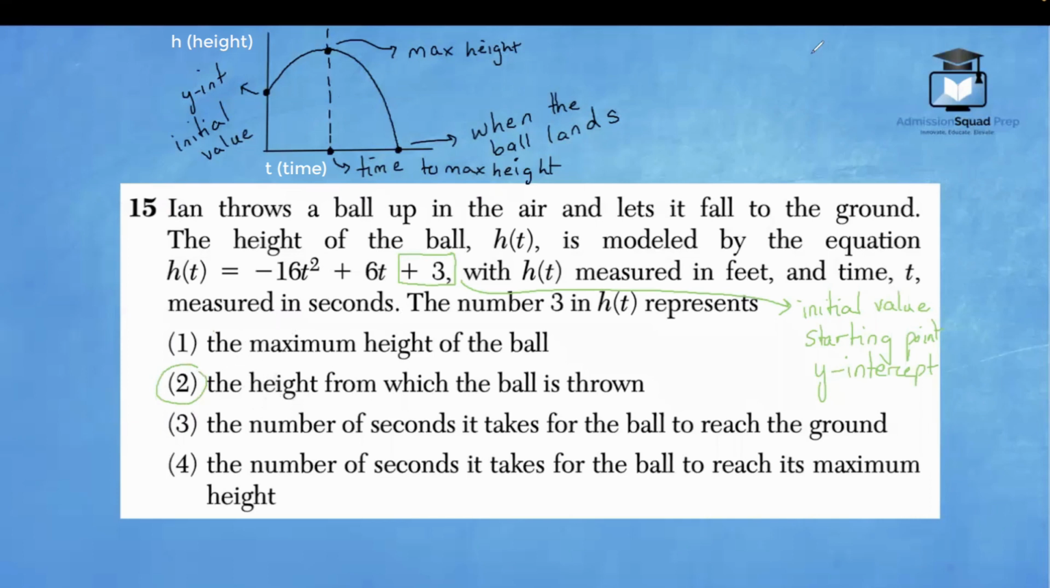Answer choice 3 says the number of seconds it takes for the ball to reach the ground. So that would be this point over here. And answer choice 4 says the number of seconds it takes for the ball to reach its maximum height. That would be this point over here. So we know that the correct answer is choice 2.